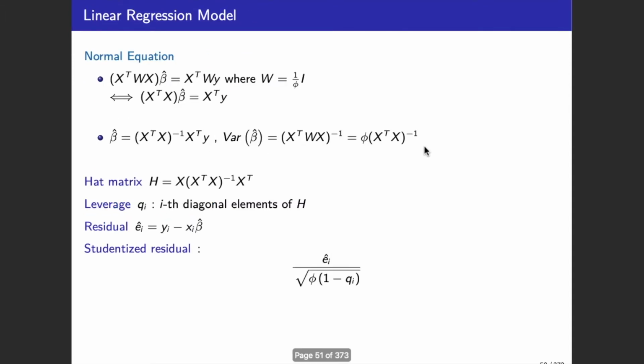The normal equations from the linear regression model can be written as X transpose W X beta hat, where W is the weight in the regression. And beta hat can be calculated by X transpose X inverse, times X transpose y. True linear regression models consist of the hat matrix, leverage, and residual. We can calculate the residual from our models as follows.